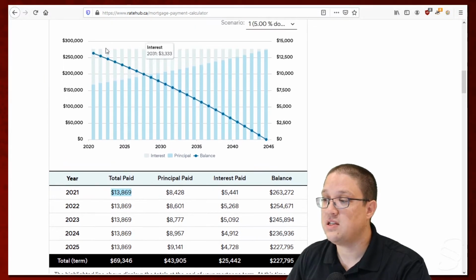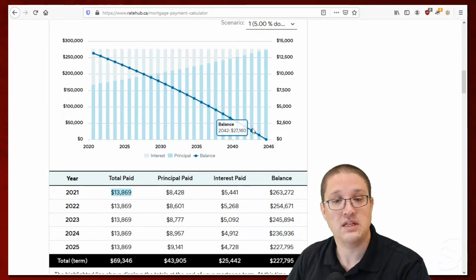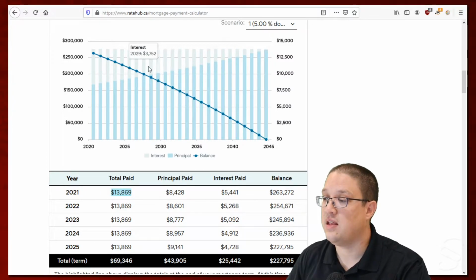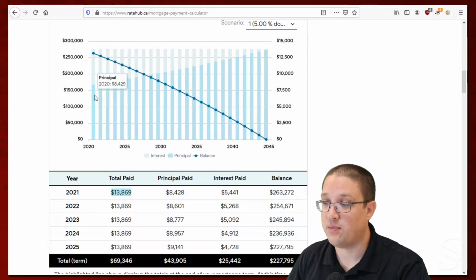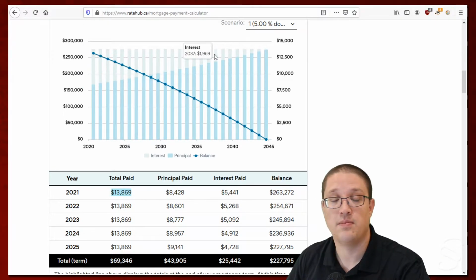You can see in this chart, this graph, how this looks. This dotted line is how your balance is going, and you can see it decreases. You can see it start to curve down, so you pay it off faster near the end of your mortgage. When I'm looking at these lines here, you can see the interest on top and the principal payment on the bottom. As the years go on, you pay more and more off on the principal, you pay less and less interest.